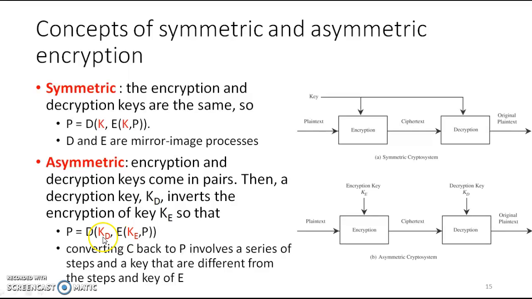How to generate these two keys? This is another story. We will generate these keys in coming slides. Usually, for generating these keys we need two prime numbers. So any two numbers cannot be a public key or private key, and for making the pair there is a specific formula. Converting C back to P involves a series of steps and keys that are different from the steps and key of E. So this is just a formal definition of symmetric and asymmetric.